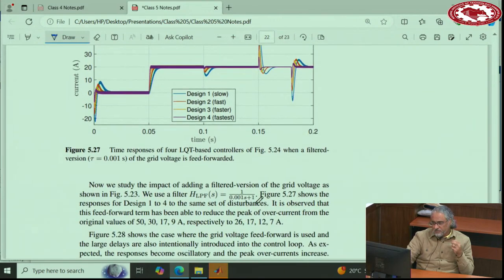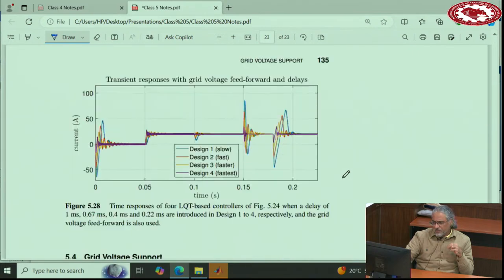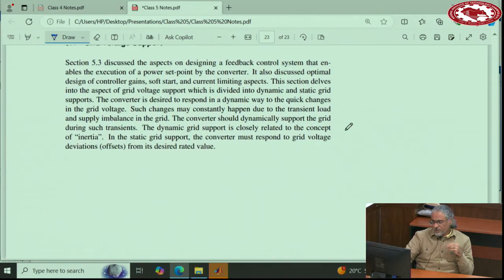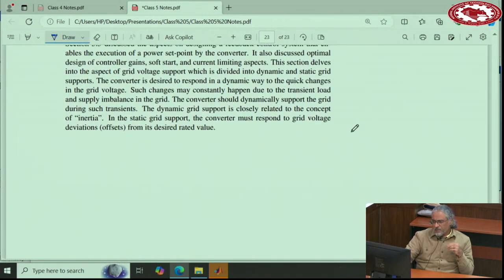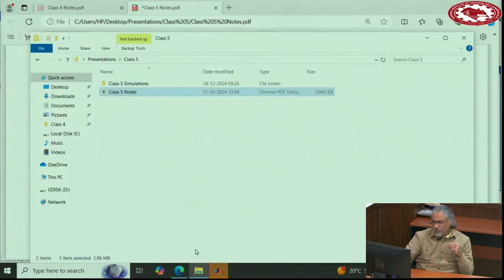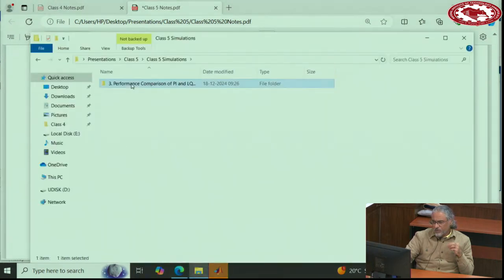So if you design them together properly, you can make sure that you limit the current. But current limiting all the time is still a challenge that you need to work around. And this is when you apply the same amount of delays with the filter. Now the oscillations become smaller. Grid voltage support I will talk about in the next class. Okay, so let me see if I have time to go through one of the simulations very quickly.